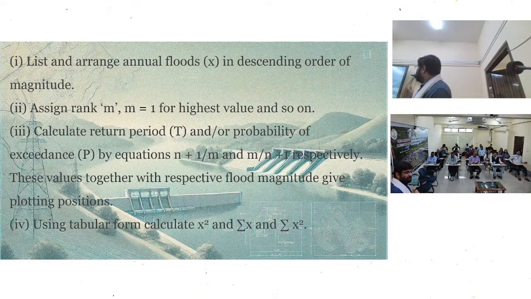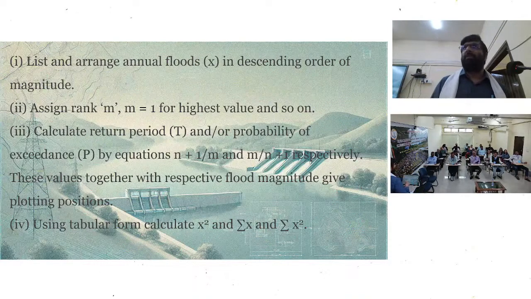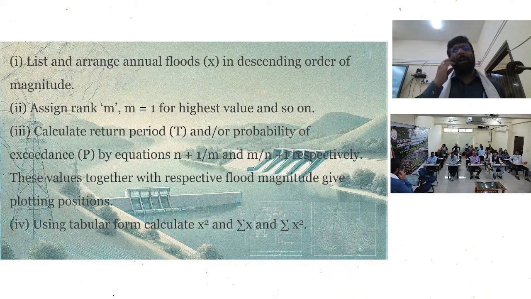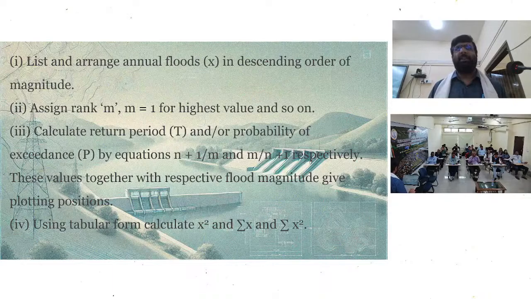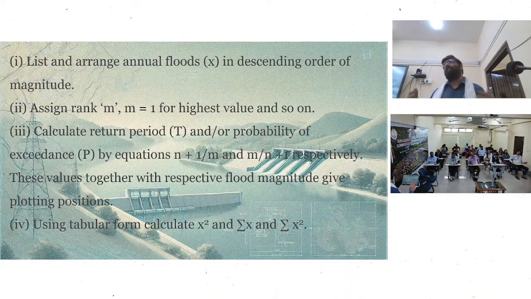Then you will calculate the return period and the probability of exceedance by the equations: n plus 1 by m, and m by n plus 1. Once you have these numbers, you choose the return period, whether 25 years, 50 years, or 100 years, depending on the structure. If you have a large hydraulic structure, you design it for a 100-year return period. If you have a small hydraulic structure, you design it for 25 or 50 years. For embankment purposes, we will be considering a 50-year return period. For the safety side, you can use 25 also if it is a small channel. If it is a bigger channel, you use 50.